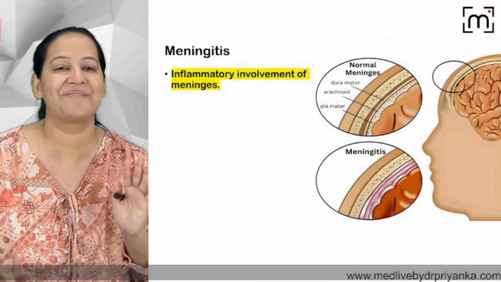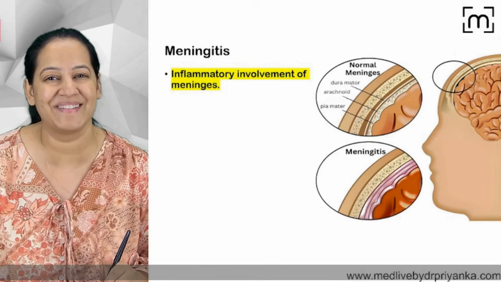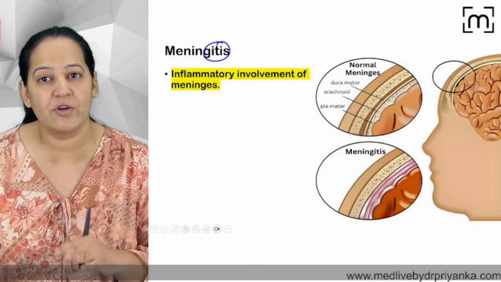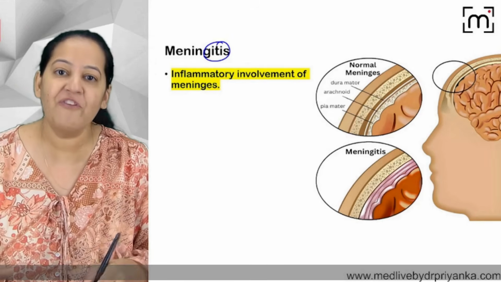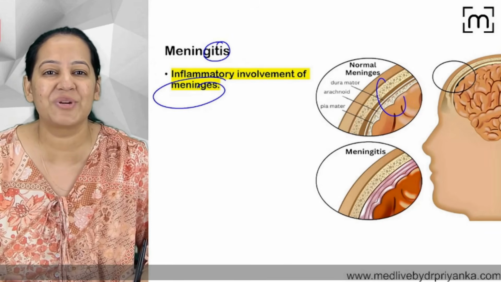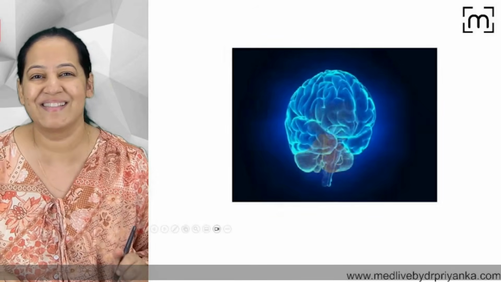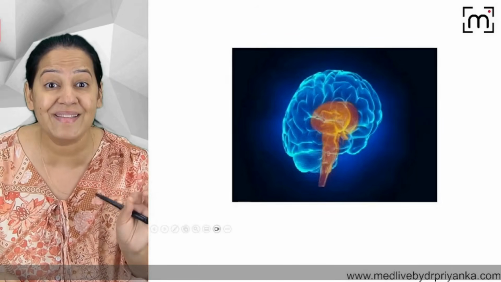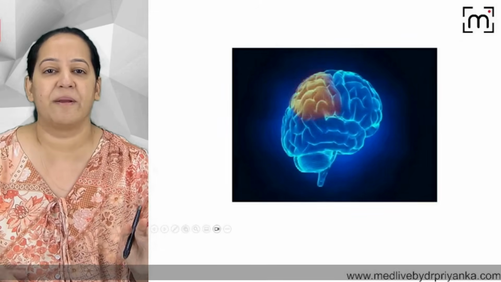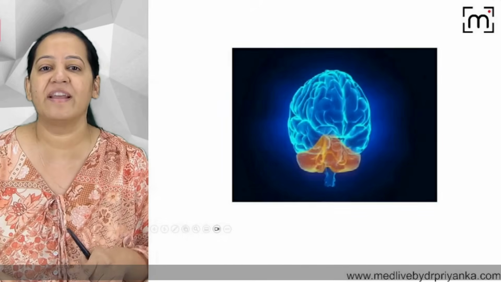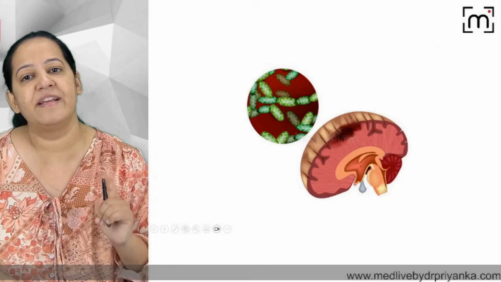Okay, now let's start meningitis. You are ready to start the meningitis, right? What is meningitis? Itis in pathology is the inflammation of that organ. Meningitis is the inflammation of meninges. You can see the 3 meninges. If they get inflamed, it is meningitis. The covering gets inflamed. The brain parenchyma is not inflamed. If the brain parenchyma is inflamed, it's encephalitis. That I will teach you after this. But if the coverings are inflamed, it's meningitis.